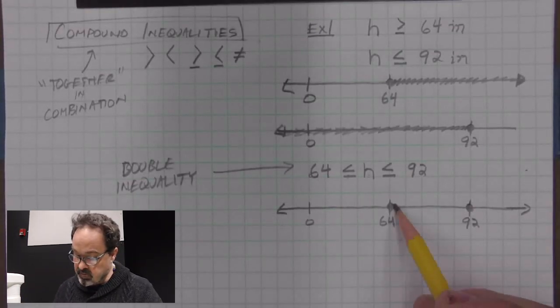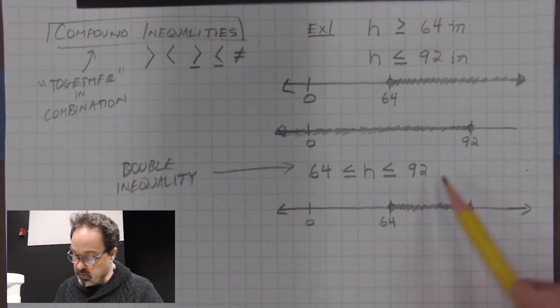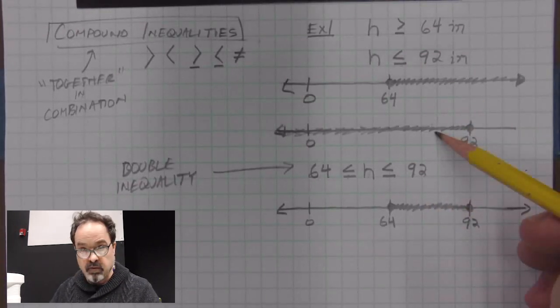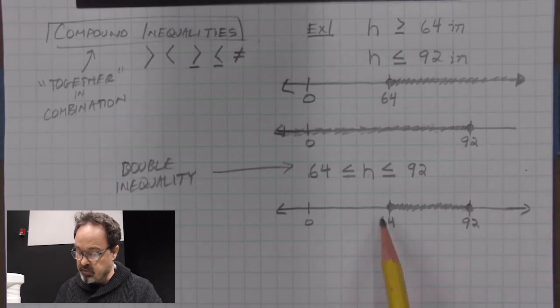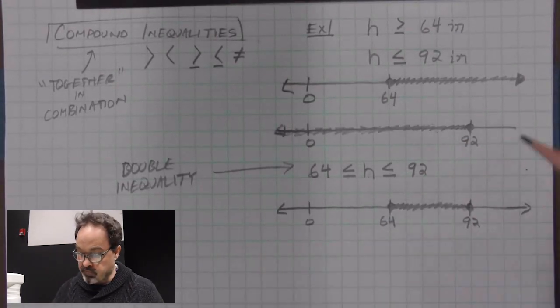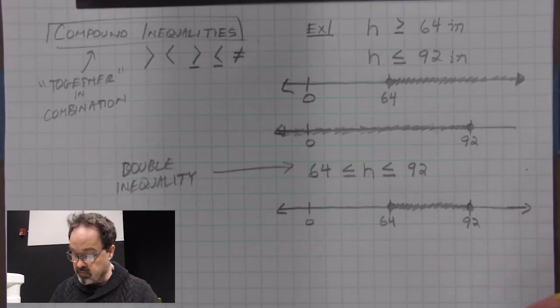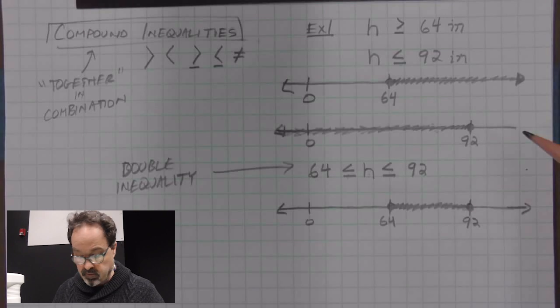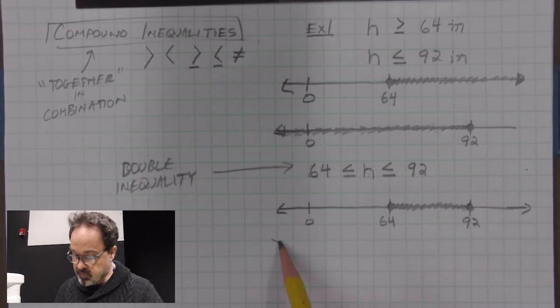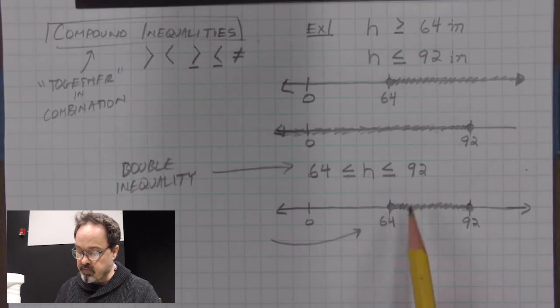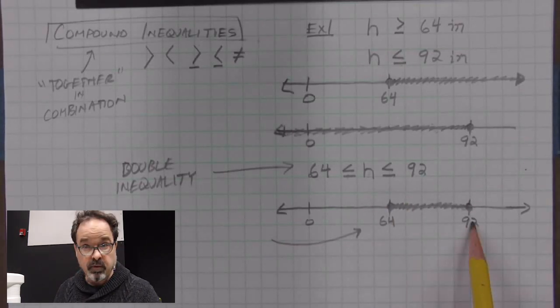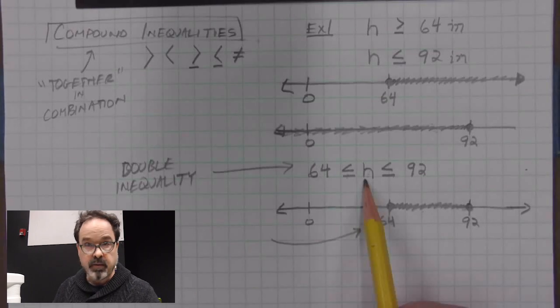All of the numbers between 64 and 92 are included in both graphs in the shaded regions, but we don't shade above 92 or below 64. And the reason for that is because all the numbers above 92 are represented only in the first graph, not in the second. So if we're going to bring together these graphs to be a graph that includes everything that's included in both, then we don't shade above 92 and we don't shade below 64. This graph represents all of the values between 64 and 92. This is a graph of this double inequality.